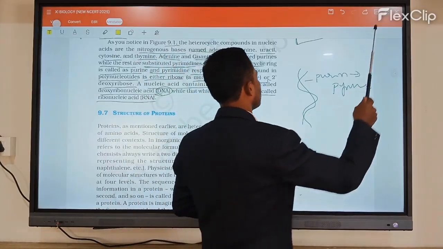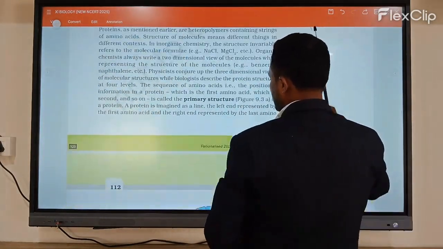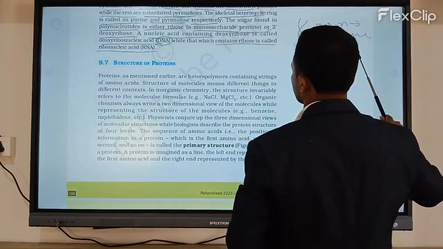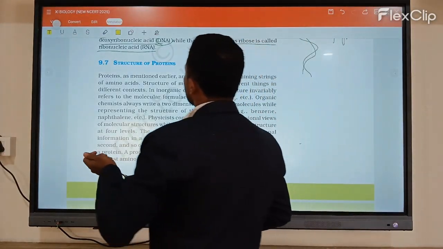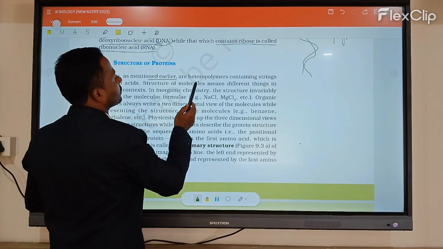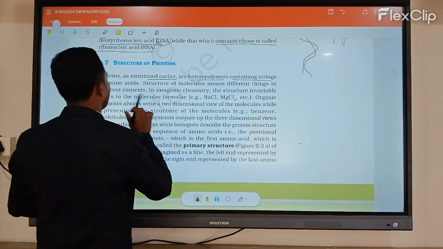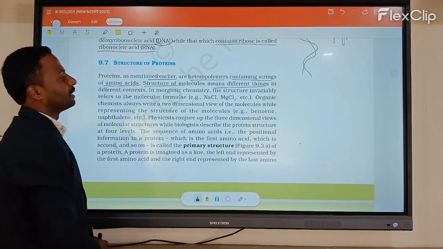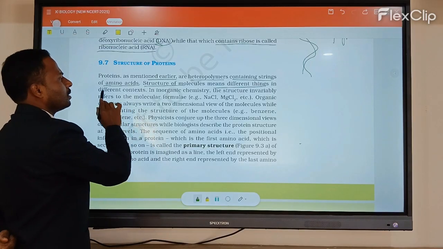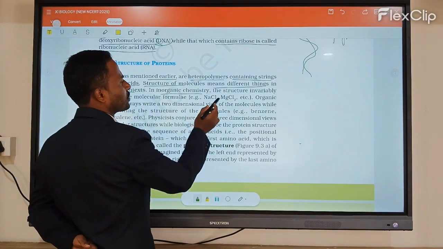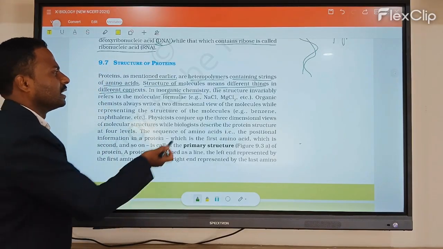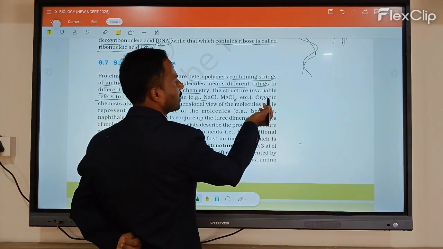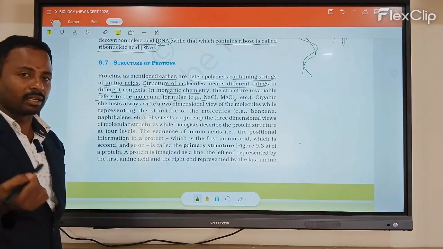Okay, next we discuss the structure of proteins. Proteins are heteropolymers containing amino acids, and different proteins have different structures. In inorganic chemistry, structure is referred to by a molecular formula, like sodium chloride, magnesium chloride, etc. So here different proteins have different structures.